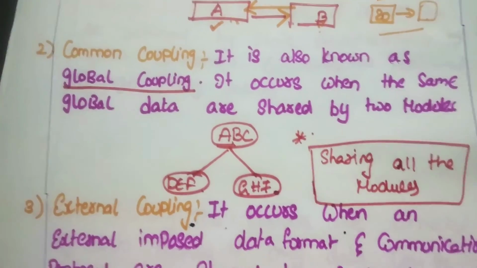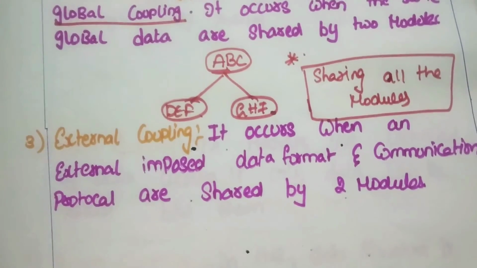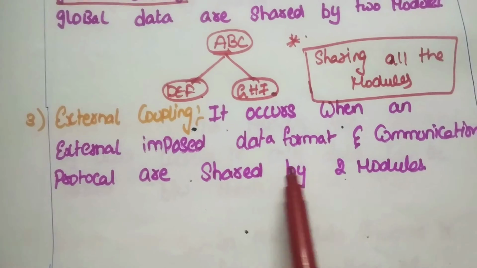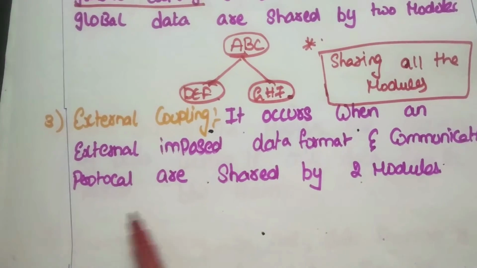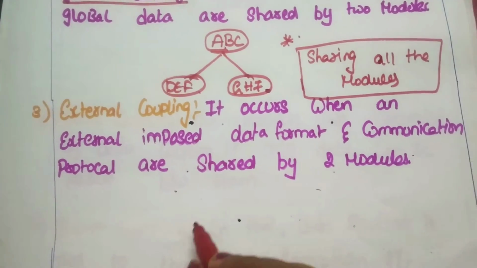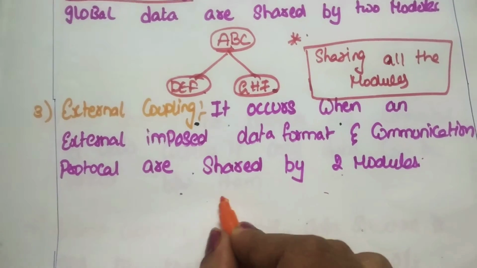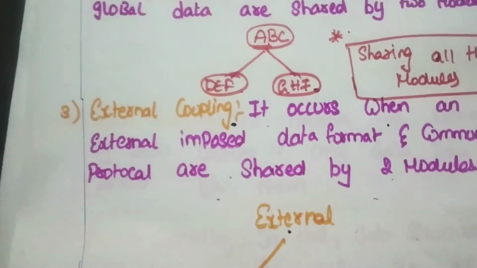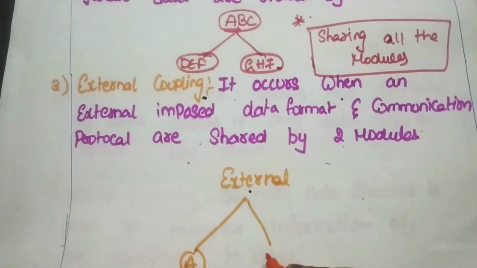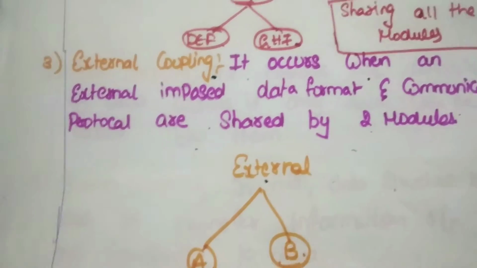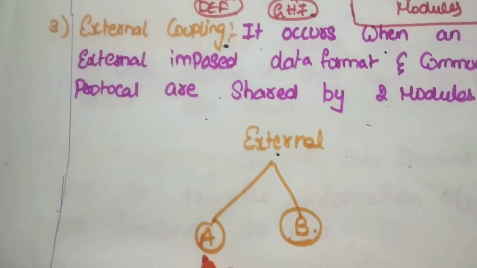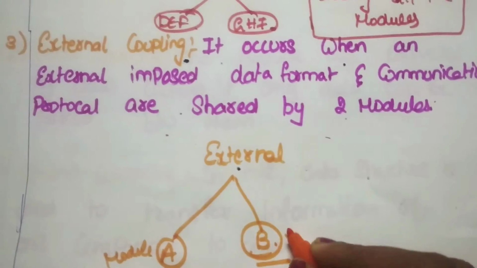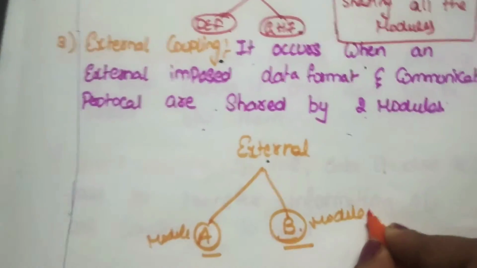The next one is external coupling. External coupling occurs when an externally imposed data format and communication protocol are shared by two modules. For example, the external format is shared by module A and module B.